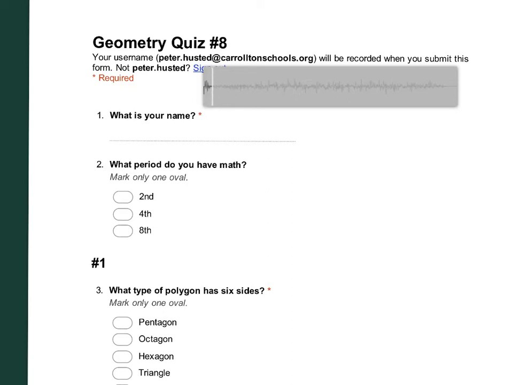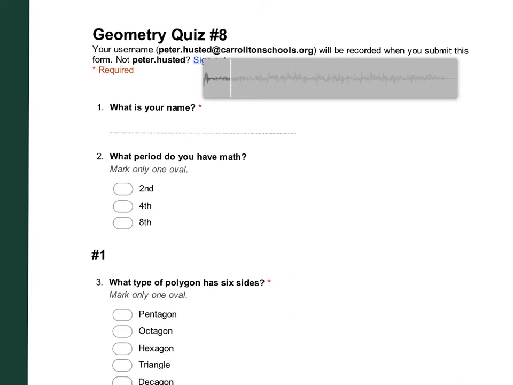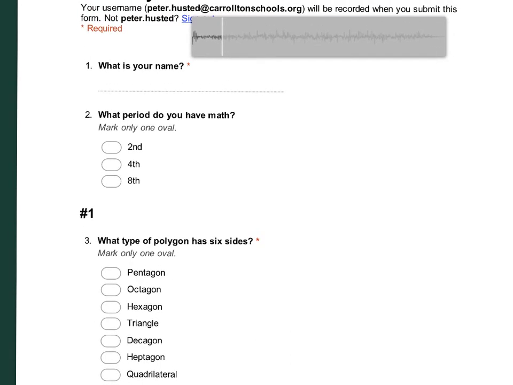This is quiz number 8. Make sure you write your name in this area here. Bubble in what period you are in here. And then we will get working on number 1 right down here below.